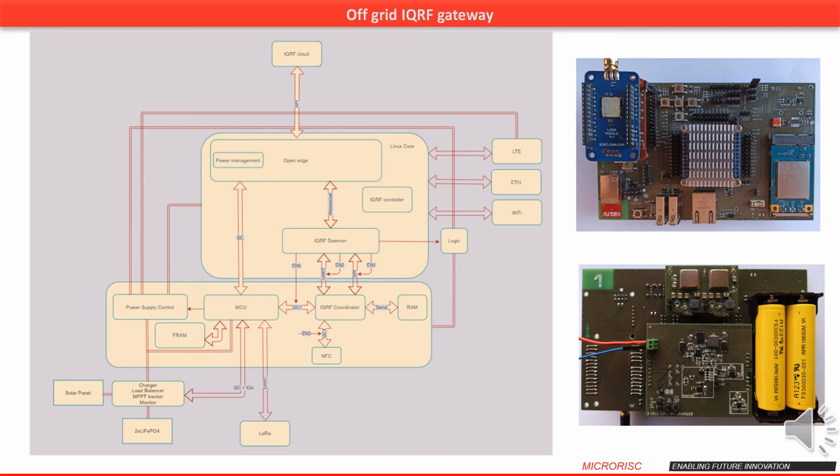In addition to Iqrf and LTE connectivity, this gateway is also equipped with the LoRa module. It serves as a backup communication channel. For example, in case of low battery capacity, the entire communication chain will not be activated. Only the status information will be sent using LoRa channel.